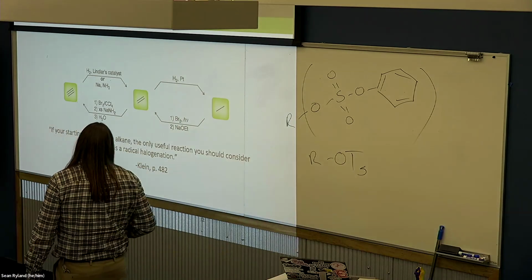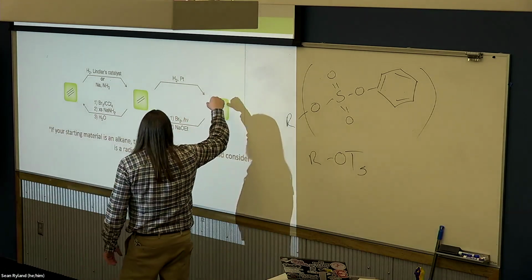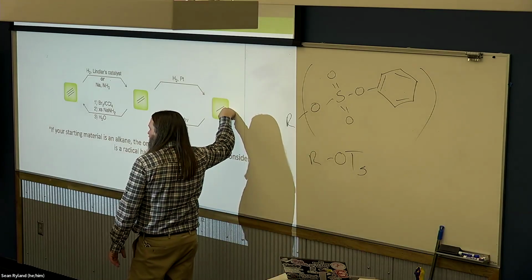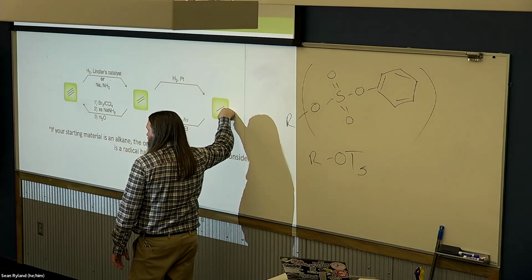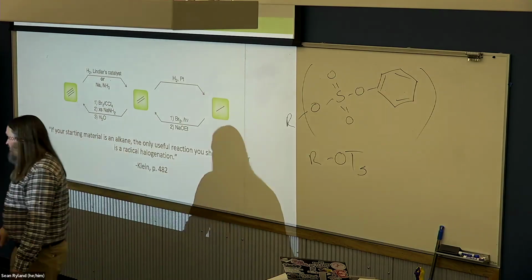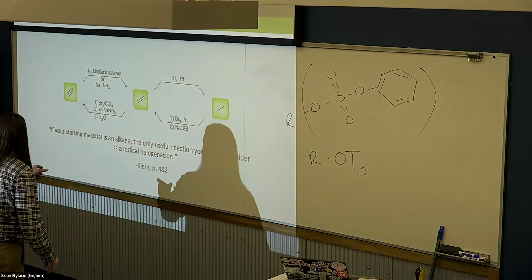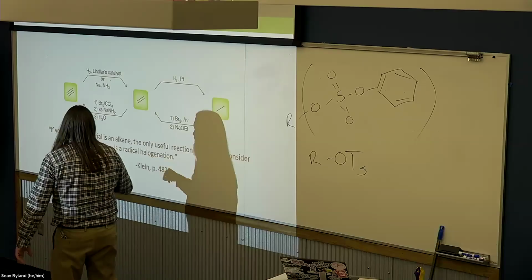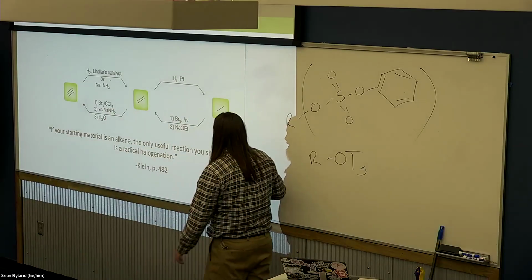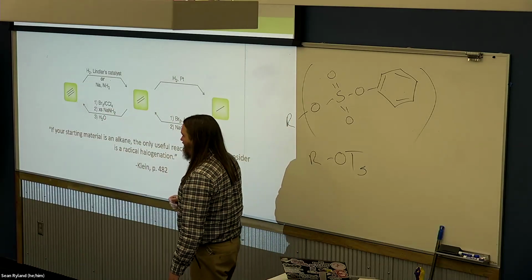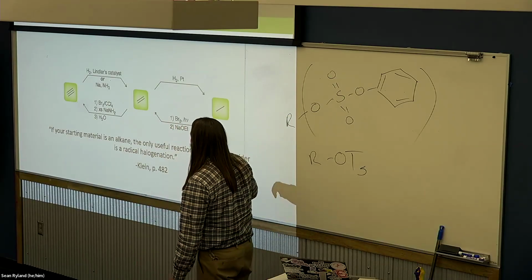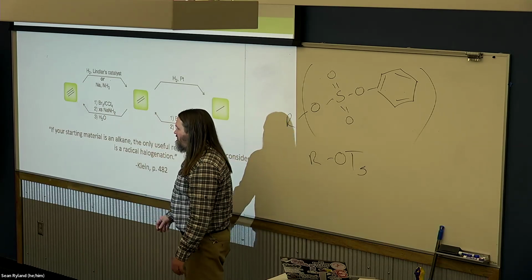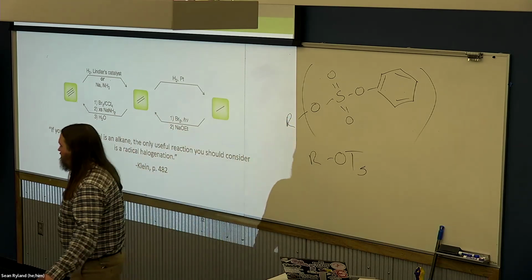And so if you're starting with an alkane, the very first thing you're going to do almost always in a synthesis problem is throw a bromine on it. And that's not just me saying that. I pulled this out from the Klein textbook. If your starting material is an alkane, the only useful reaction you should consider is radical halogenation. There is no other place to start. The only other reaction we know for an alkane is burning, which doesn't help with synthesis.